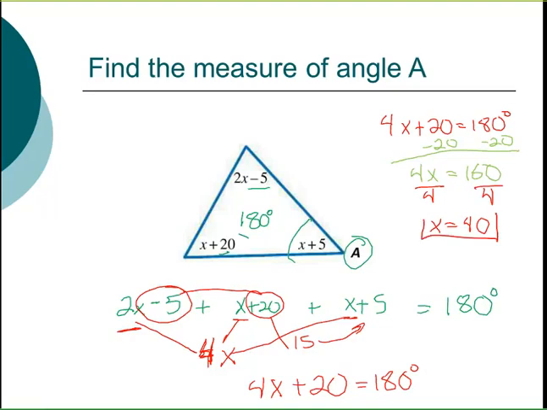Now, 40 is not your answer. Don't type that into the lab as your answer because here it's x plus 5. X equals 40, but A is 40 plus 5. So my actual answer for A is 45 degrees. So again, x is 40, but I have to add 5 to it to get my 45.